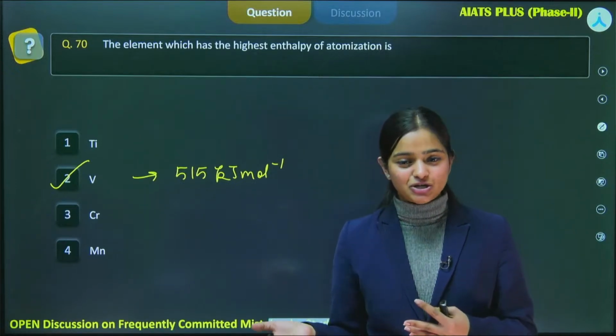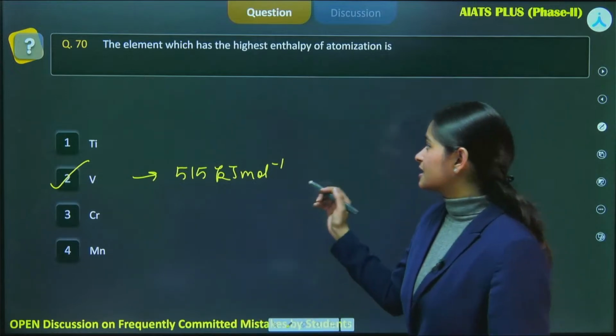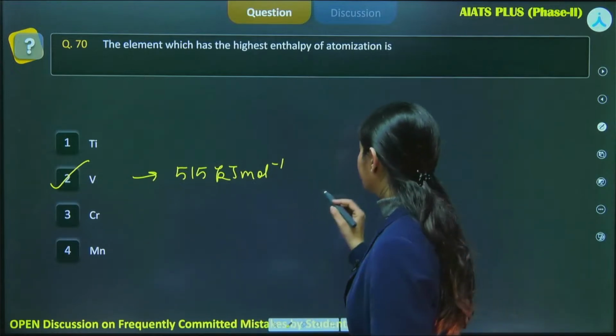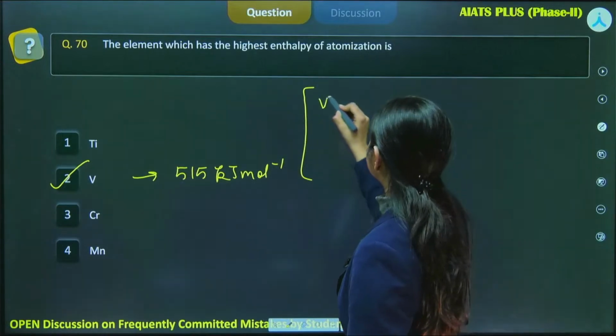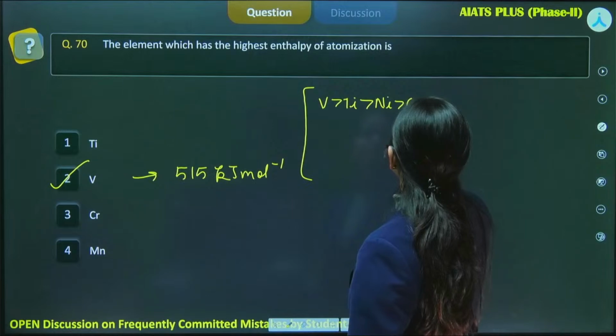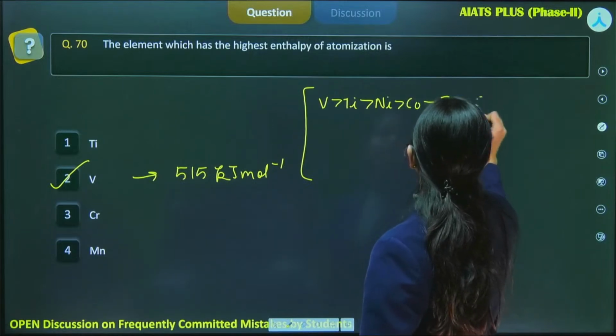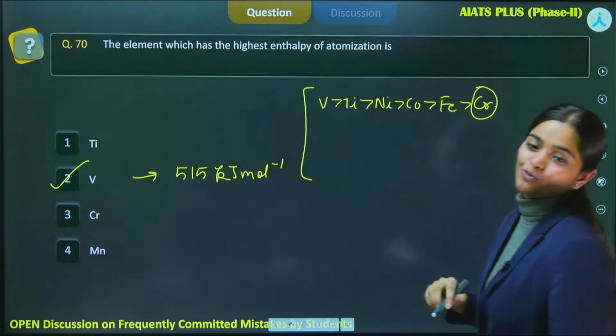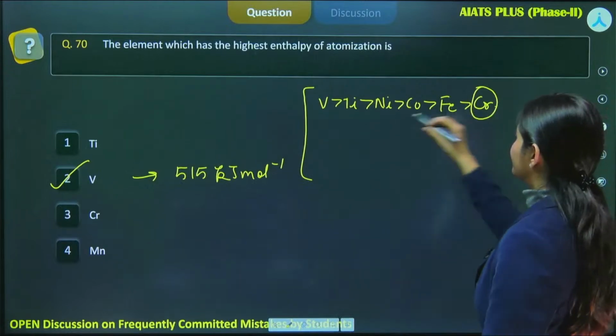No, chromium does not. Definitely the order for enthalpy of atomization comes out to be as follows, so this is where chromium is.